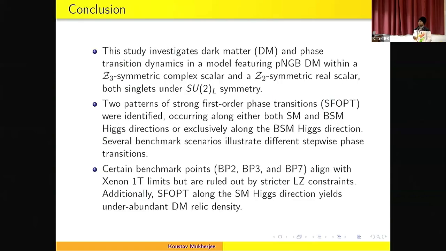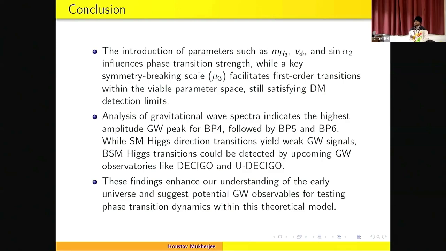So ultimately, we can comment that the study investigates dark matter and phase transition dynamics in a model featuring a PNGB within a Z3 symmetric complex scalar and a Z2 symmetric real scalar. So two patterns, as I mentioned, are observed in the phase transition: one along SM directions and another along BSM directions. Certain benchmark points are excluded by the LUX-ZEPLIN constraints. The mu3 present in the tree level part of the potential actually facilitated the phase transition because it creates a barrier even at tree level, and it also plays a vital role in the dark matter physics because it is related to the VS parameter.